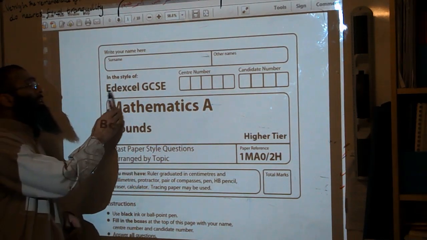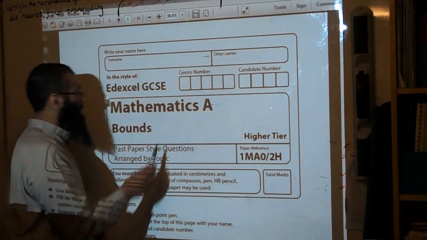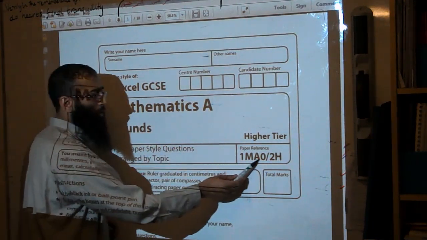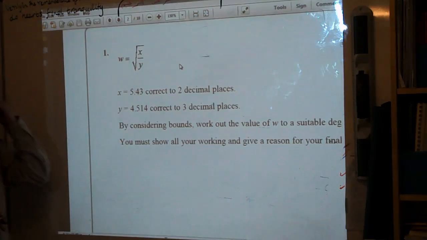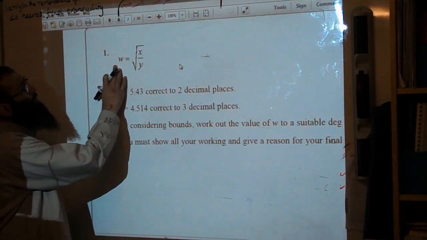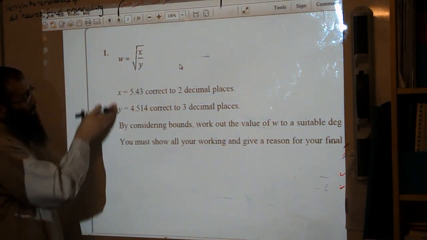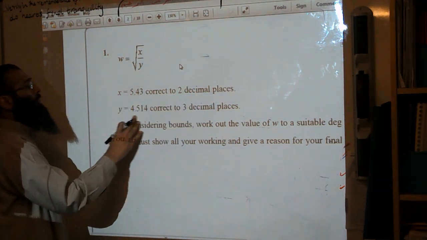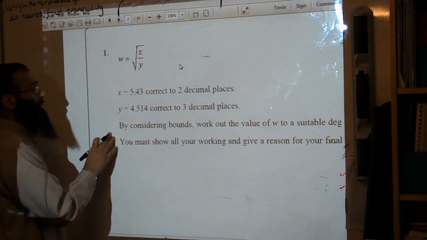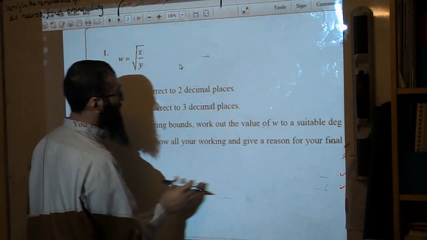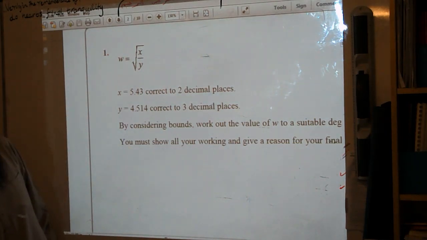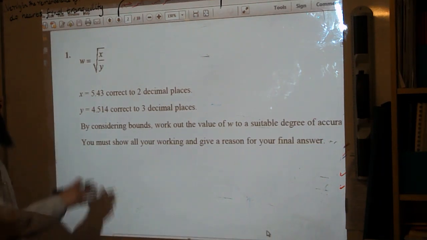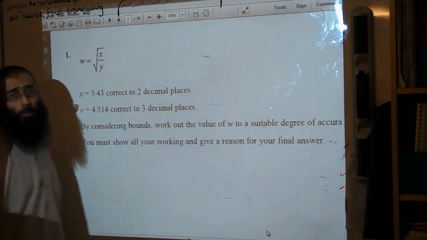Okay, right. So we're looking at an Edexcel style question, GCSE Mathematics A, on the topic of bounds. It's aimed at the higher tier, 1MA0 2H syllabus. Question number one. W equals the square root of x over y. Here we're given some of the information. x is equal to 5.43 correct to 2 decimal places. y is equal to 4.514 correct to 3 decimal places. By considering bounds, work out the value of W to a suitable degree of accuracy. You must show all your work and give a reason for your final answer.